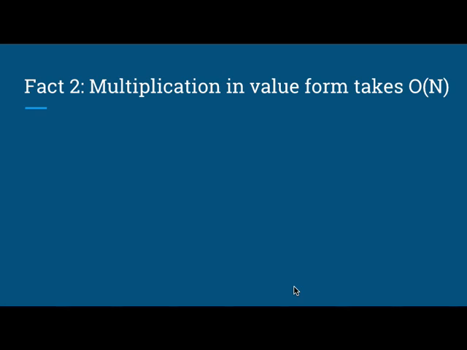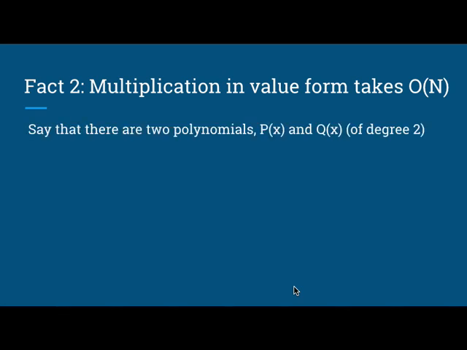Okay. So next, here's fact 2, which is that multiplication in value form takes O of n time. So remember how we had this whole thing about how if we have a polynomial multiplying another polynomial, that takes n squared time? Not in value form. Let's see why.